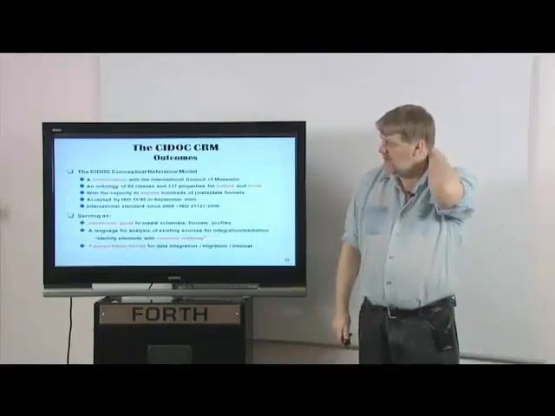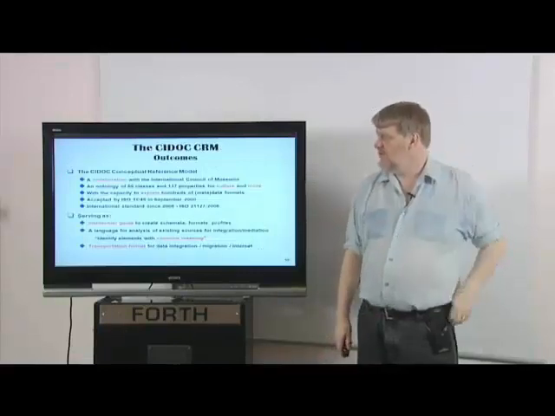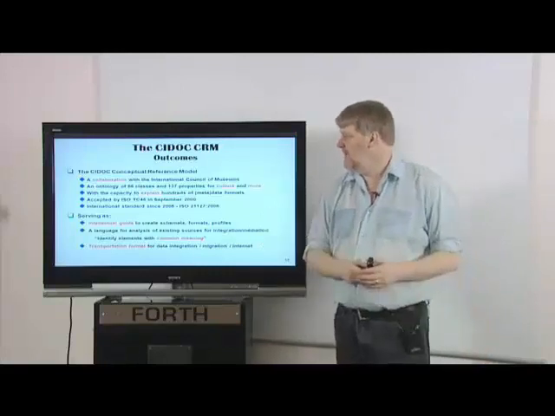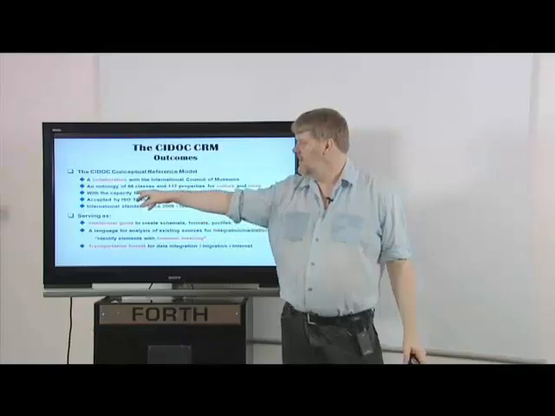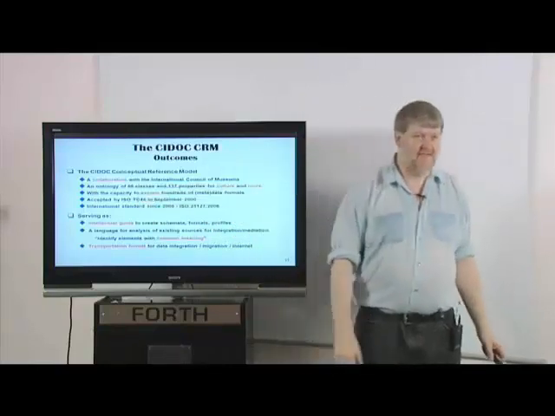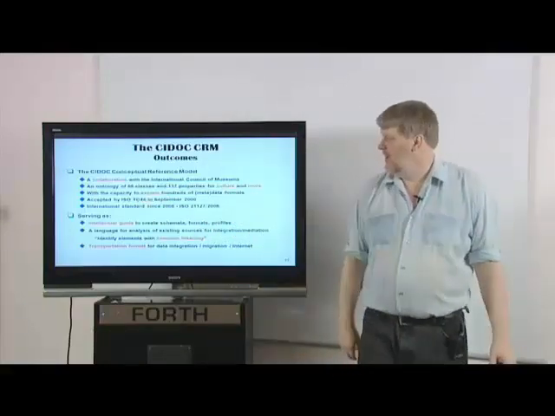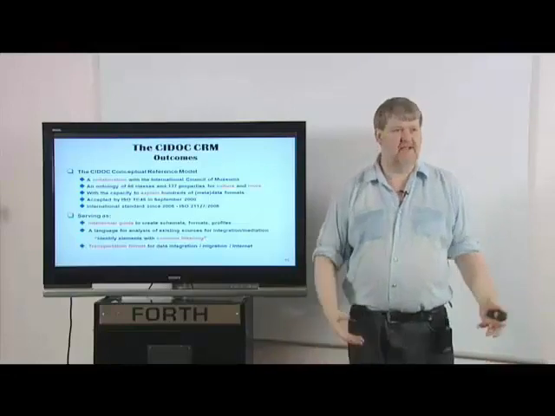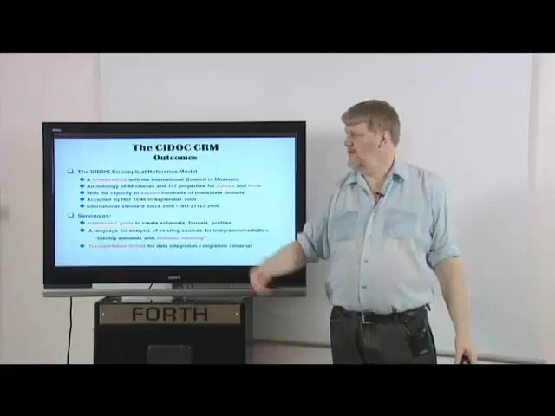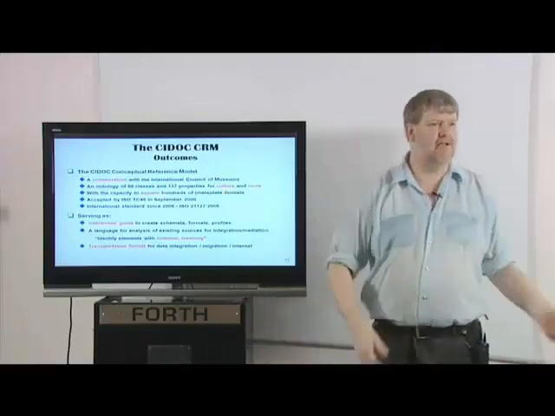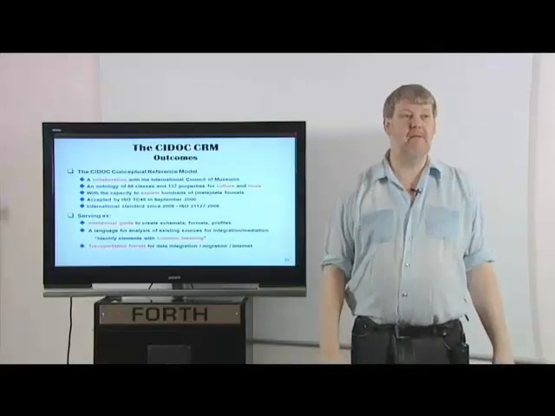So, what did we end up with? Well, we've got the Conceptual Reference Model, hosted by the International Council of Museums through CIDOC. It's 86 classes and 137 properties. So there's 86 types of things that we've identified and 137 different ways that they relate to each other. Now, that's not very big.